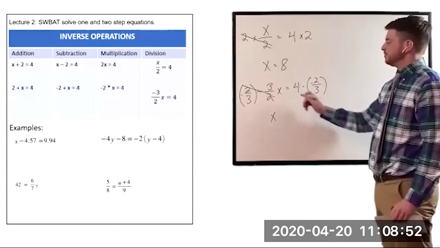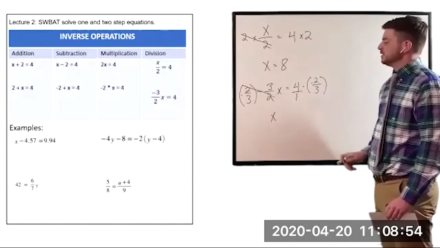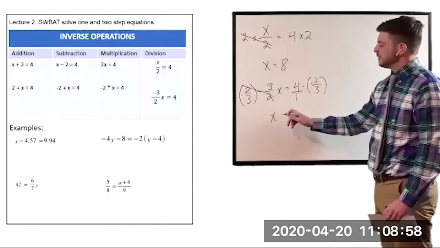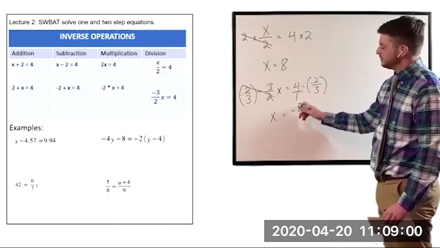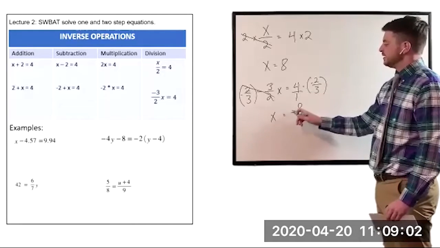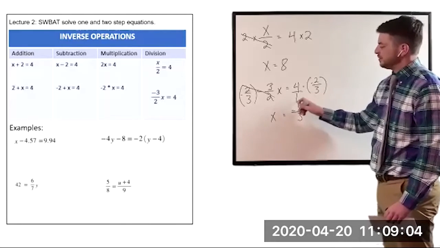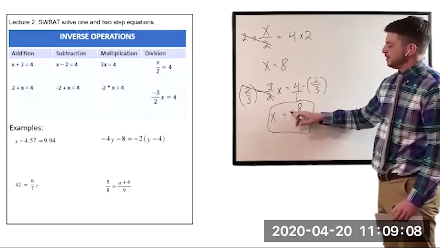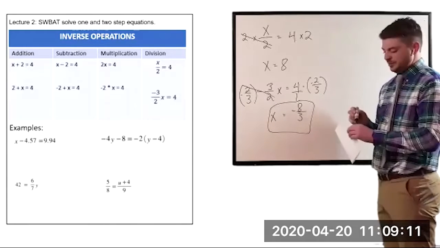And if you remember, when you're multiplying fractions, you multiply straight across. So we'd have 4 times negative 2, which would be negative 8, and then 1 times 3, which would just be 3. So this one would be negative 8 over 3. You see that, negative 8 over 3, okay?